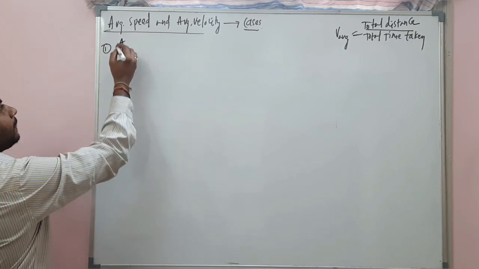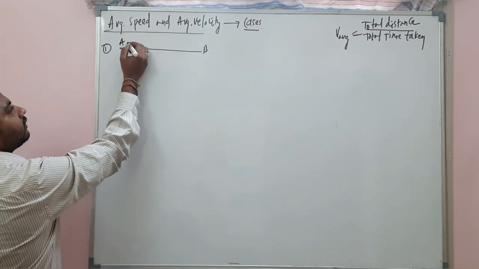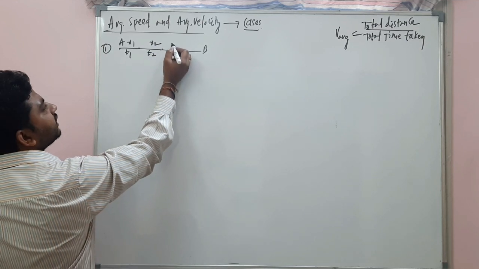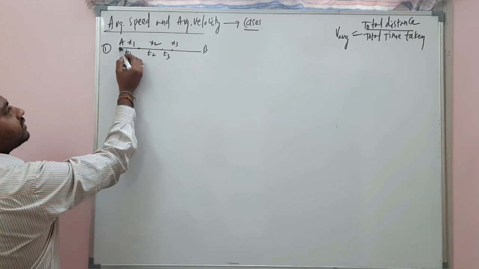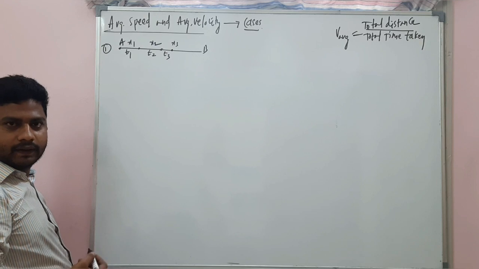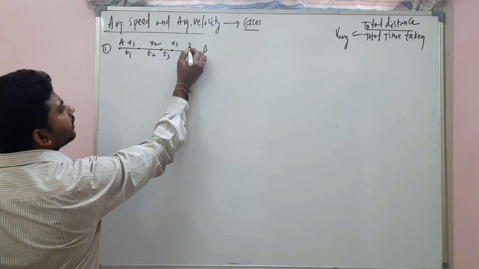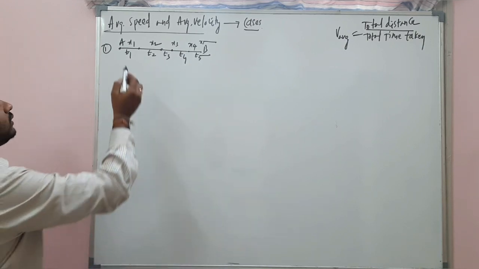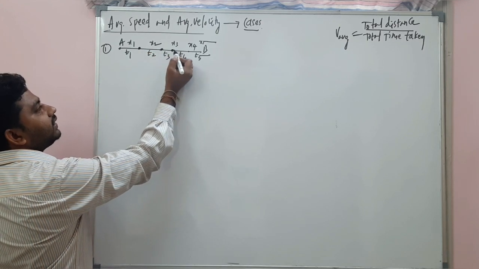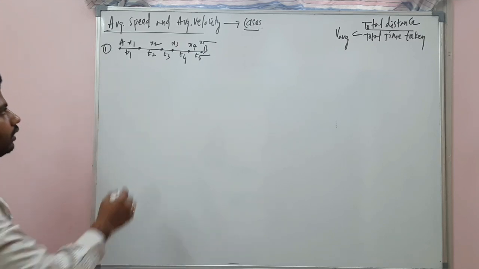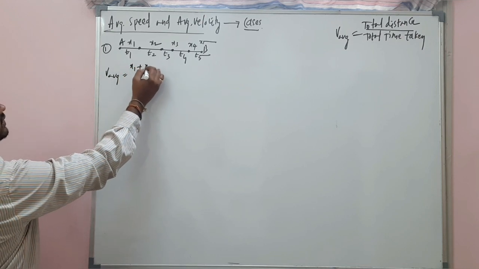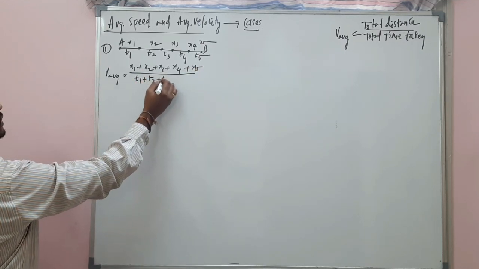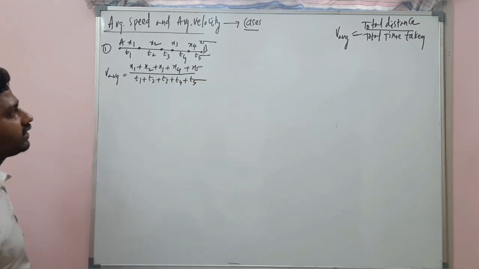The body started from point A and reached point B by covering in this way. x1 distance from here to here, x2 distance, x1 distance in a time t1, x2 distance in a time t2, x3 distance in a time t3. From here to here x4 in a time t4, from here to here x5 in a time t5. See, total distance traveled is x1 plus x2 plus x3 plus x4 plus x5. So average speed or average velocity will be total distance traveled by total time taken, t1 plus t2 plus t3 plus t4 plus t5. Average speed or average velocity comes in the same way.